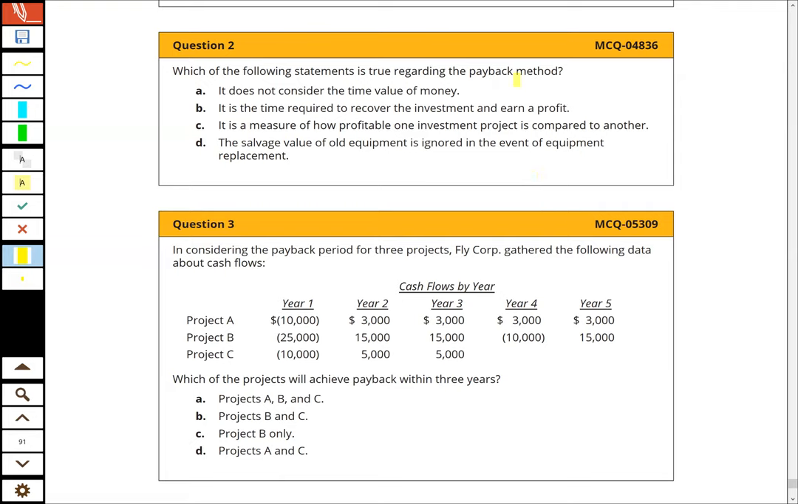Okay, and let's take a look at this. They want to know which one will recover in 3 years. So we look at this first one, Project A, and they're kind of making that easy for us because they say 10,000, you divide it by what? Even cash flows, so we just divide it by the 3,000. That's 3.333. Is that going to recover in 3 years?